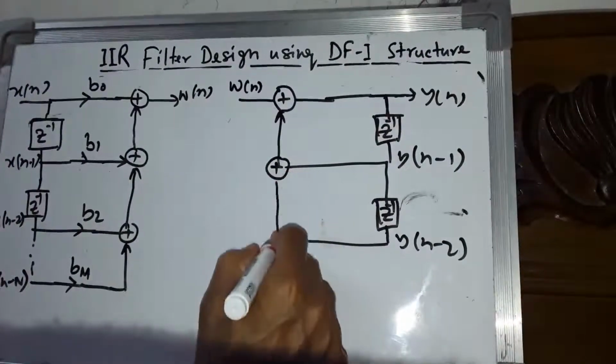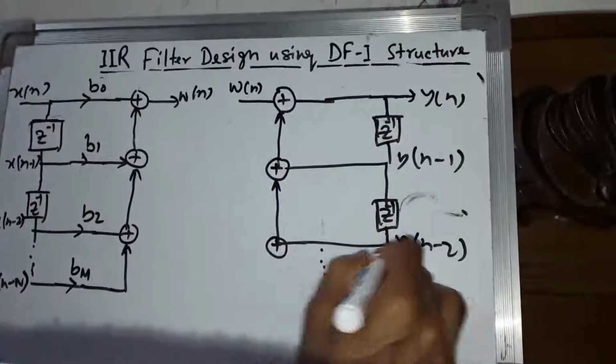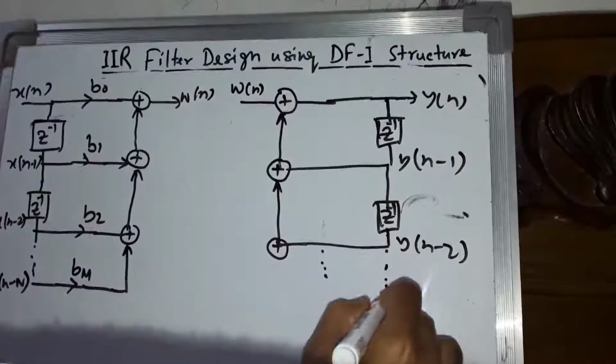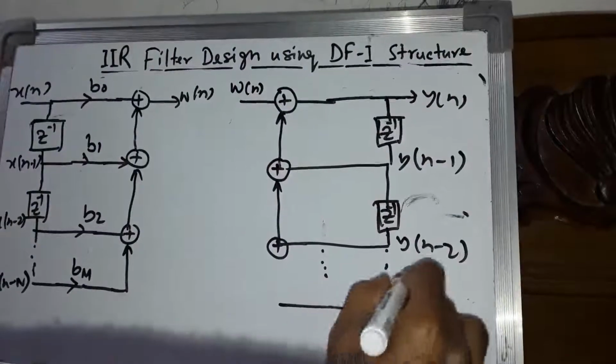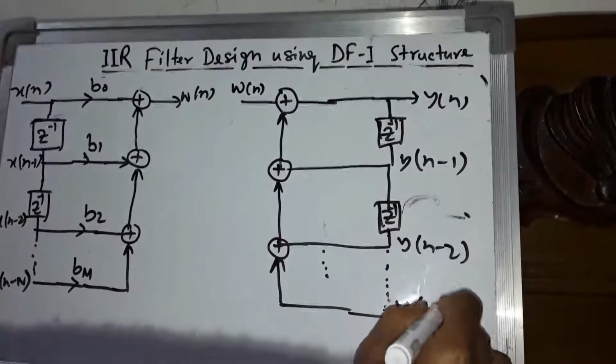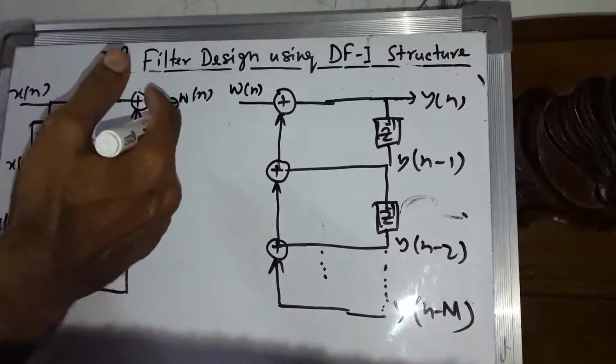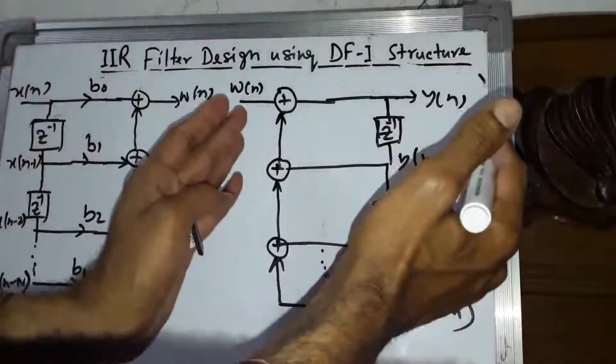In the same way you add here, and this will be continued up to the m number of terms. So these m number of terms will be finally added with the previous stage. Now this is nothing but the expression of equation number 4, and the relation with equation number 3.